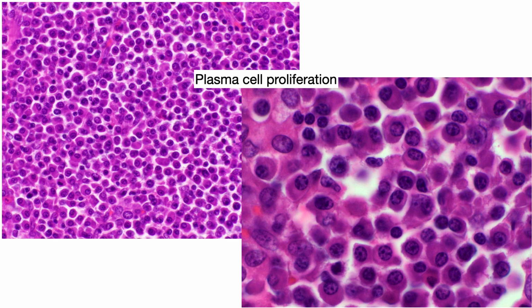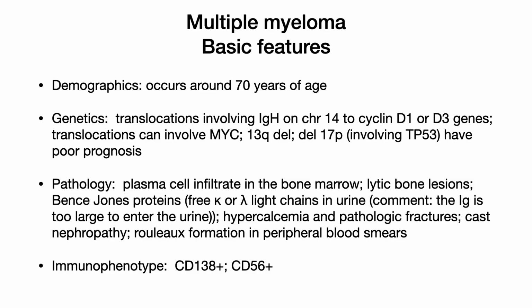If you had this in the bone marrow, that would be consistent with multiple myeloma. If you had this in one mass, it would be a plasmacytoma. Multiple myeloma usually occurs around the age of 70 years. There are different translocations that can be found in it.